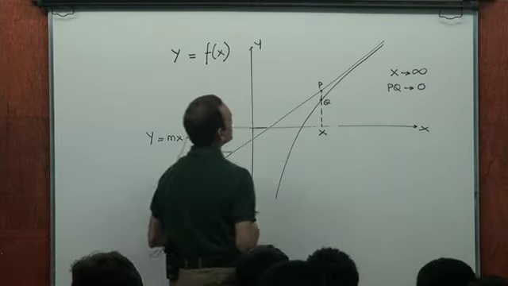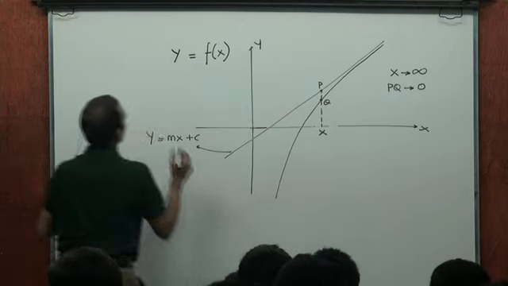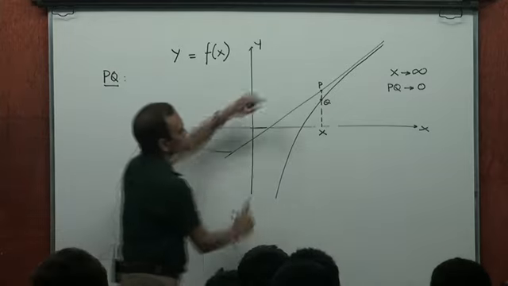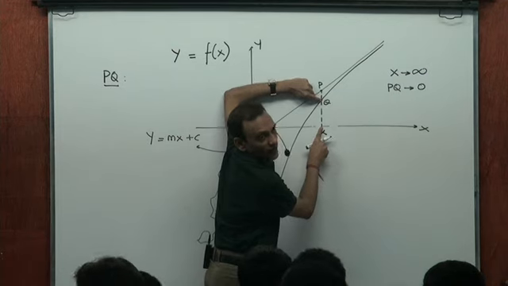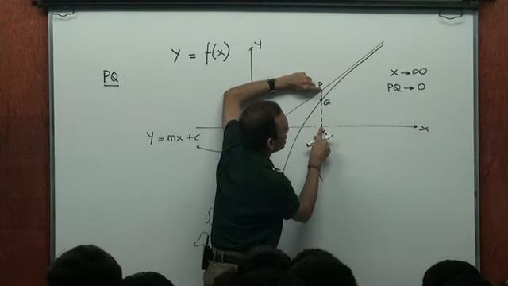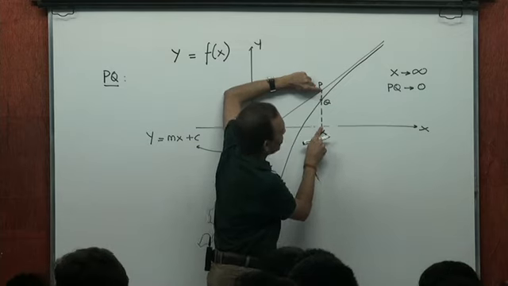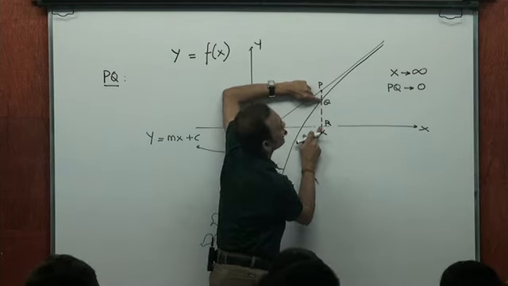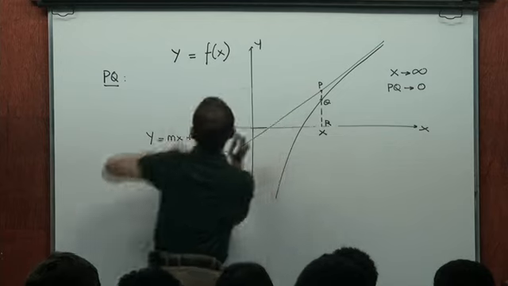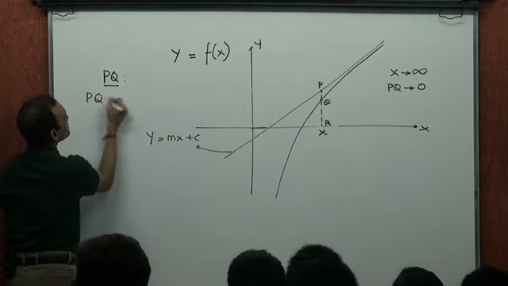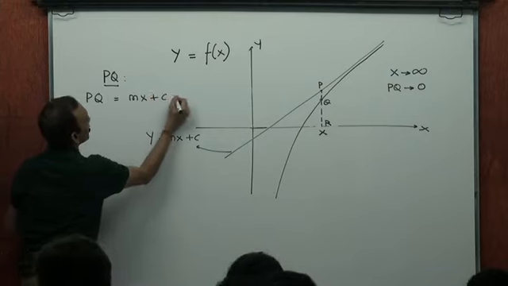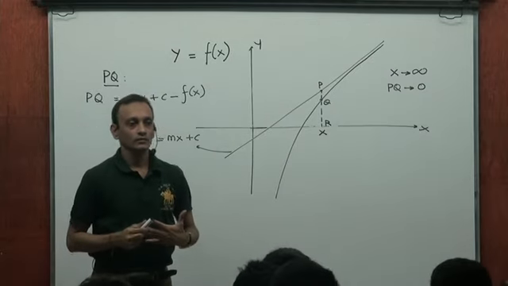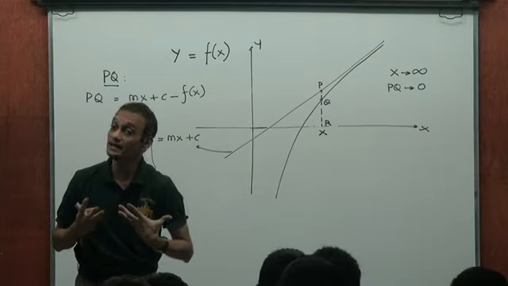Now, the length PQ is what? y of the straight line minus y of the curve. For a given x, y of the straight line would be mx plus c, right? That means PR would be mx plus c, and QR would be f(x), right? So PQ is mx plus c minus f(x). Right? I'm seeking to find m and c.